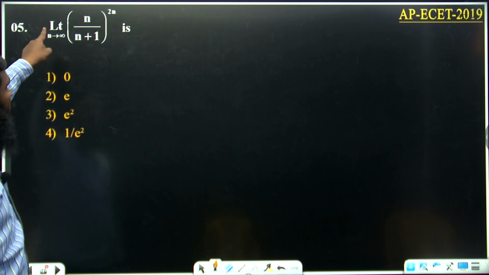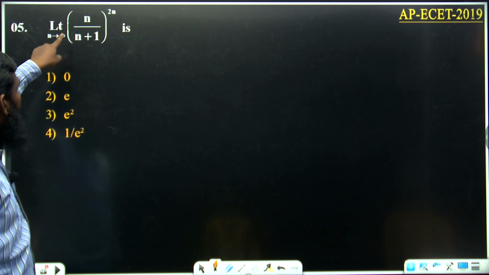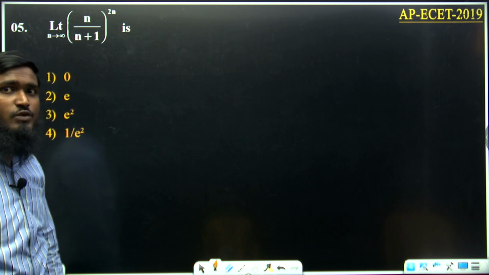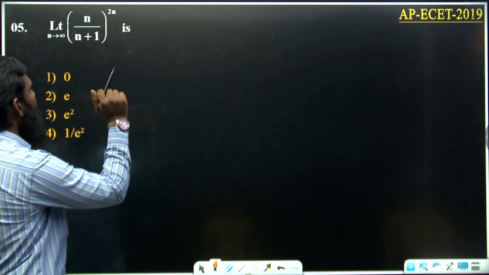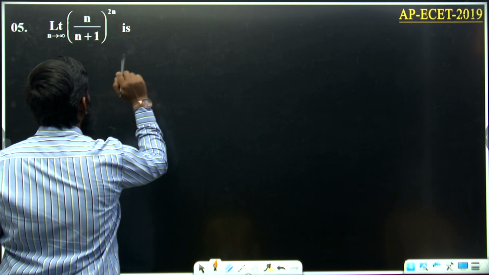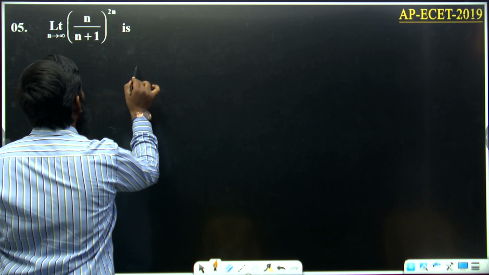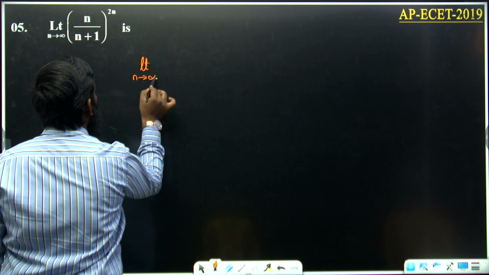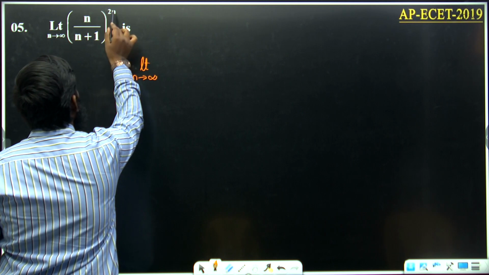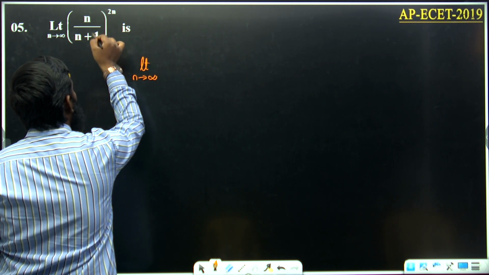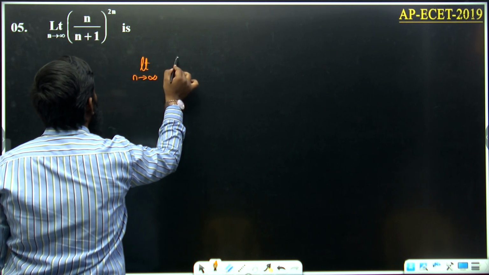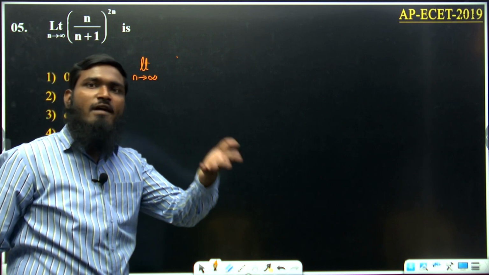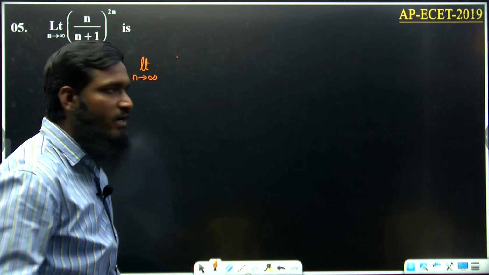Now, next question, limit n tends to infinity n by n plus 1 whole power 2n. Okay. Now let us see this part, what we are having. Now if you are taking this part as limit n tends to infinity, now this power what we are having, I am giving for separately numerator and denominator, okay. Or else let us do one thing first, n by n plus 1 we are having now. So we will be dividing by n for both numerator and the denominator.